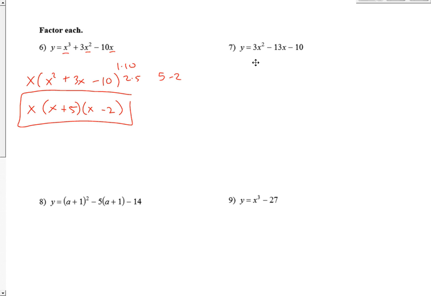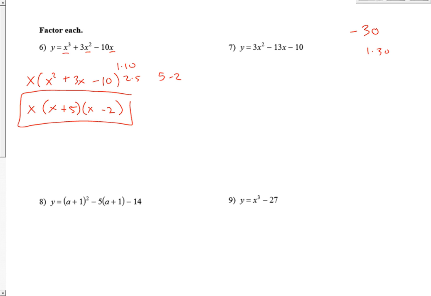Looking at number 7, this has a number in front of x squared. So the coefficient is not 1, and we have to take that 3, multiply it by the negative 10 out here, and then consider the factors of negative 30 to subtract, because it's negative, to get negative 13. So now that we know where the negative 30 came from, I'm going to take away all the markings off of there. So what are the factors of 30?